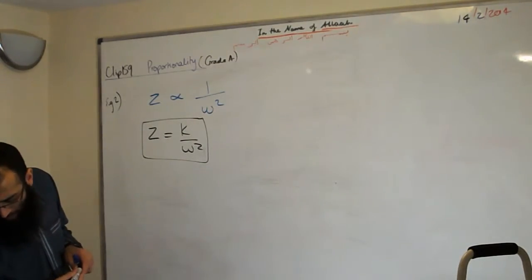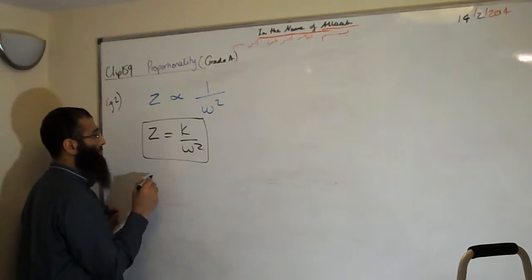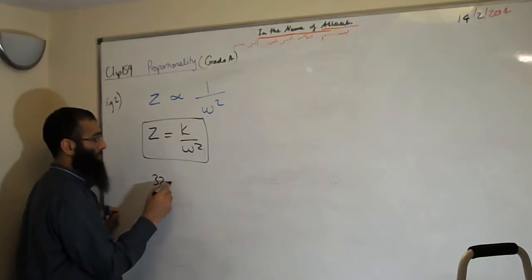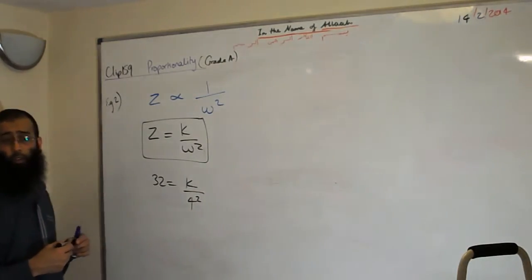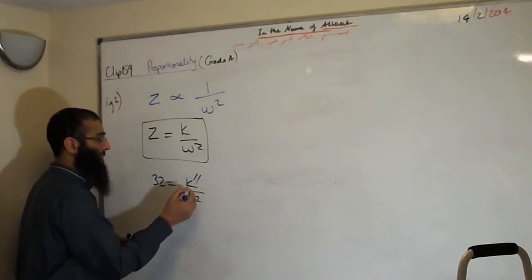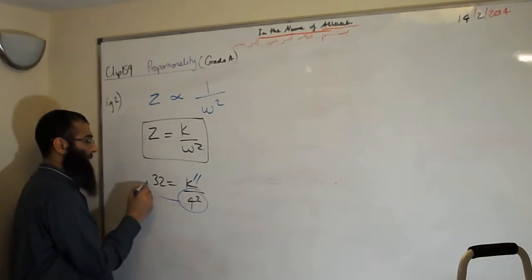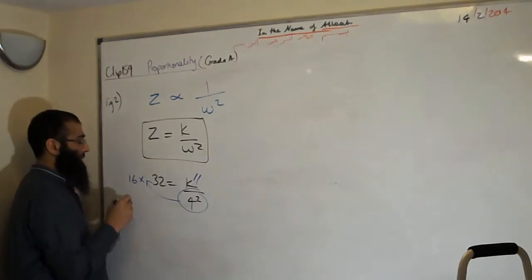Okay, and it says w is 4, z is 32. So put those values in. We've got to work out the value of k. How do I work out this value of k? You times it by 4. So opposite dividing by 4 squared is? Times by 4 squared. Which is times by 16.